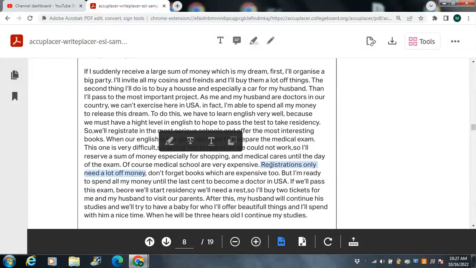In this case, they wrote them in two separate sentences. And so, because this is a complete sentence, registrations only need a lot of money, even though it sounds a little bit awkward. Don't forget books, which are expensive too. They should have used a semicolon instead. Don't forget books, because they are expensive too. So again, that sentence really needs a rework on it.